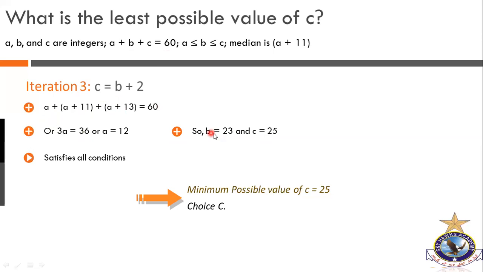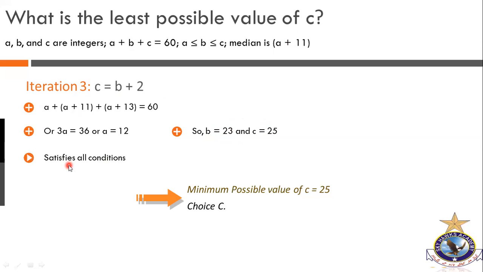So we are putting the value of A over here, and we will get the value of A is 12. 12 plus 11, that will be 23. So this is B, because B is the median. So we have the value B, and two more will make it C. B is 23, and two more, B plus 2, it will become 25. So it satisfies all the conditions. Do you agree with this? Yes.